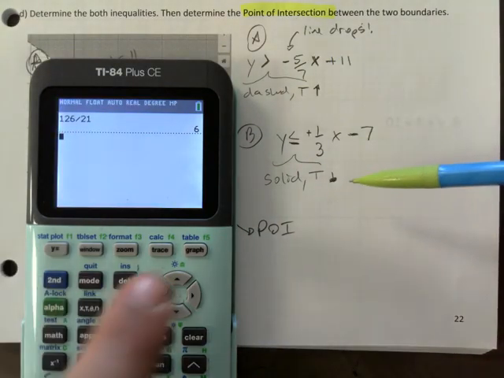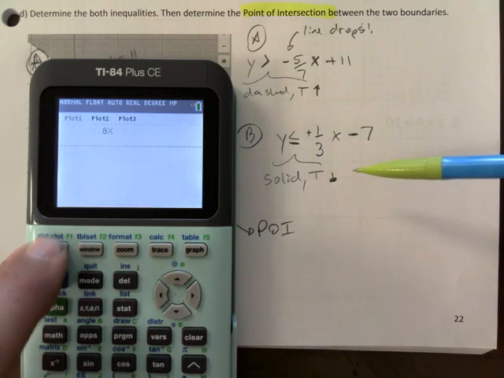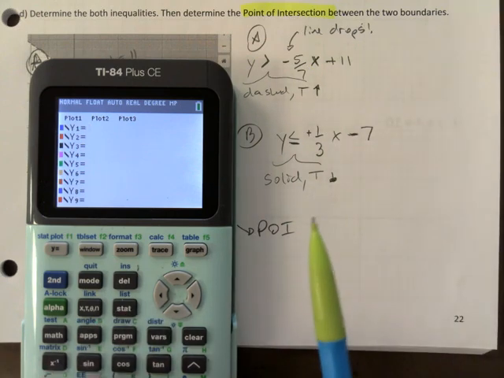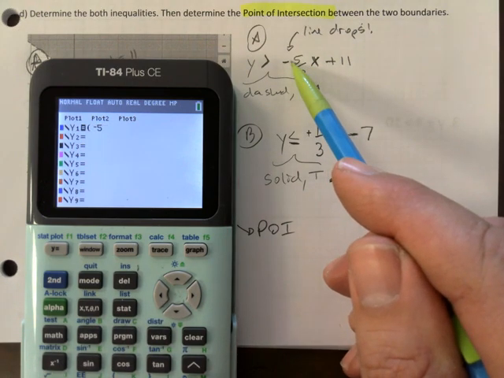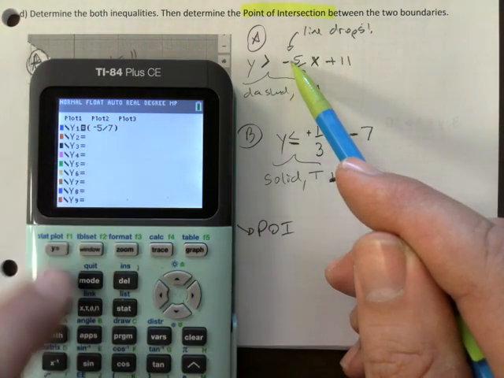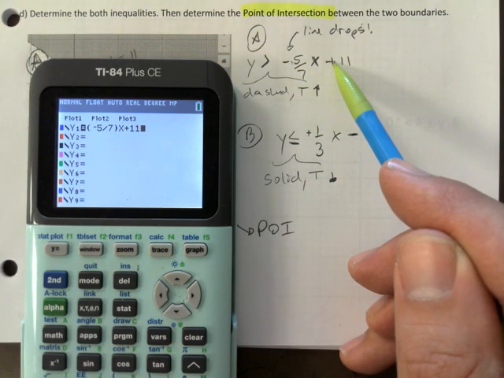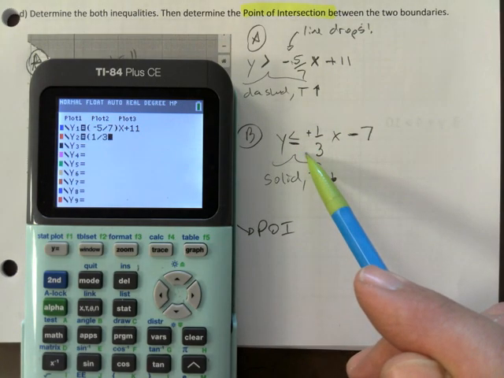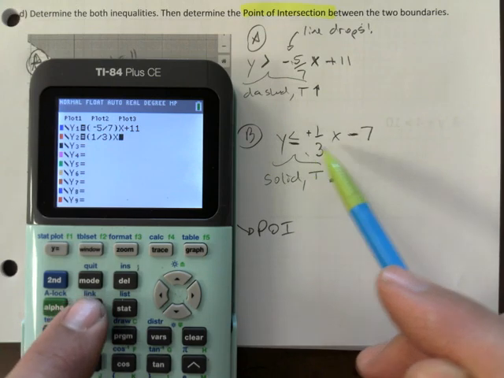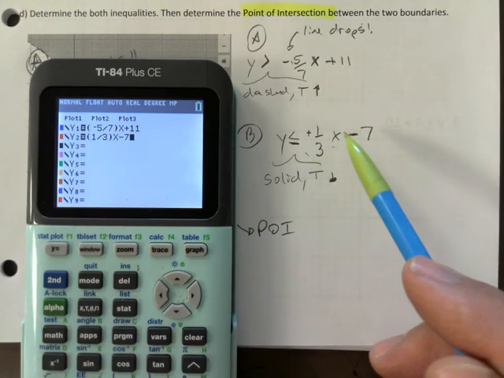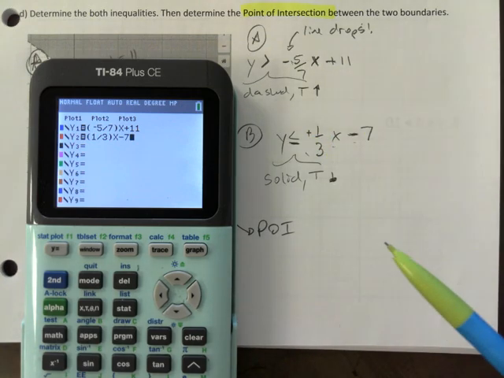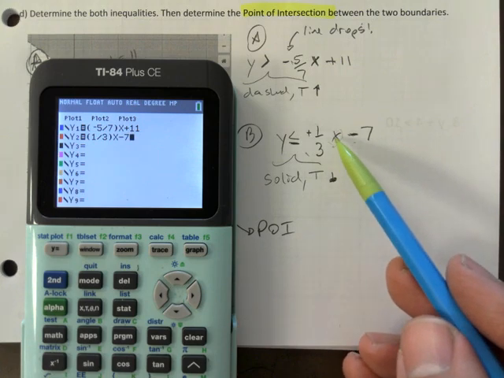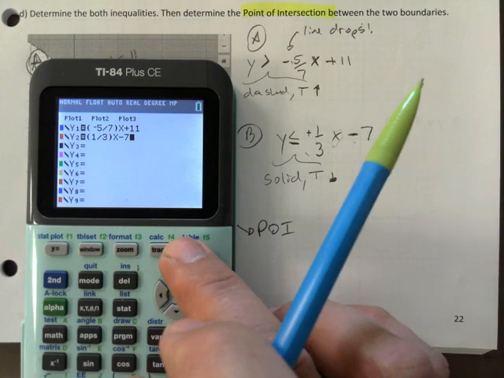You treat these inequalities as if you had lines. So you're ready for this, right? You go bracket -5 divided by 7, close bracket, X plus 11. That's my y1. Then I go to y2. I use brackets again. 1 divided by 3, close bracket, X minus 7. If you forget the x, you're going to get a horizontal line. So if that ever happens to you, double check. You forgot to type an x. Happens a lot. Now let's graph them both.